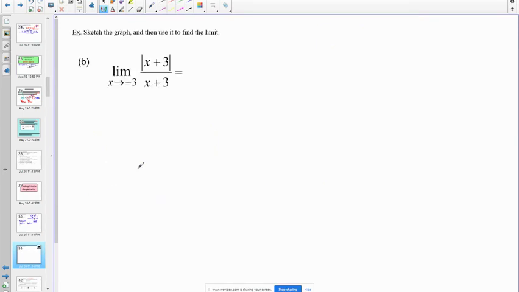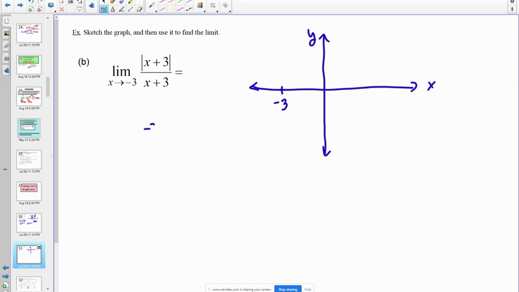Let's do this problem right here. We're going to sketch this and we're going to try to find the limit. So let me sketch this. Okay. There's a breakpoint at negative 3. So let me put that in, the breakpoint at negative 3. And let's see. Let me plug in negative 3. If I plugged in negative 3, what I get is 0 over 0. Okay, so that means I can't find the limit just by plugging in. It's not that easy.